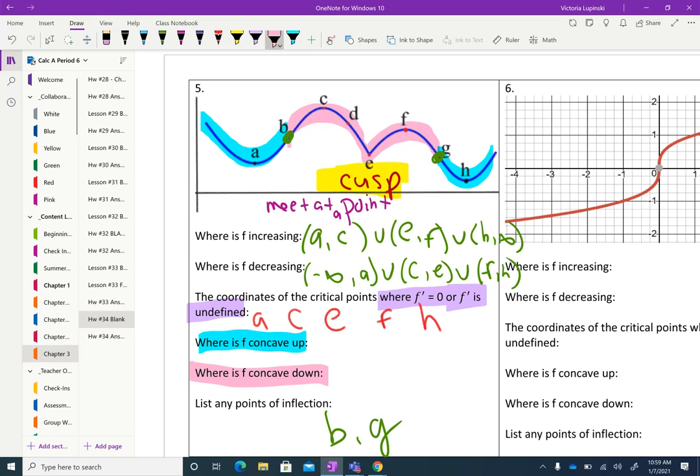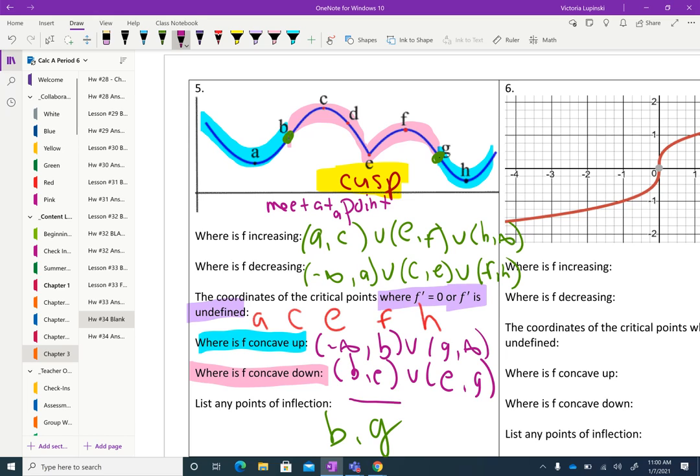And then you're going to go ahead and give the intervals. So where is the graph concave up? Those are all the blue spots. So that would be negative infinity to B, and then from G to infinity. And then where is the graph concave down? From B to E, and then from E to G. And just so you're wondering, yes, you do have to split that interval because of the cusp. You have to give something in your answer to indicate that there's something weird going on at E, which is why you have to break the interval.